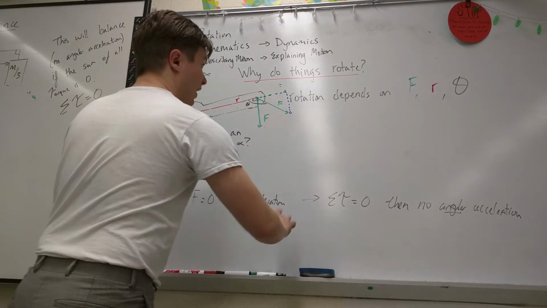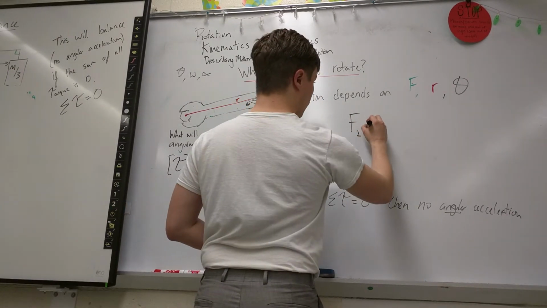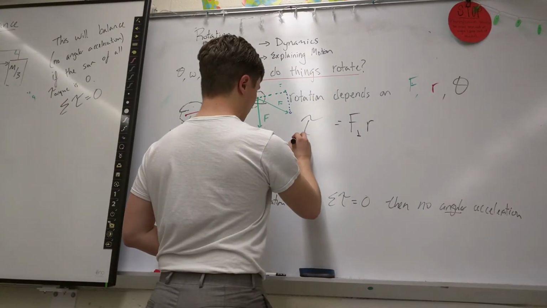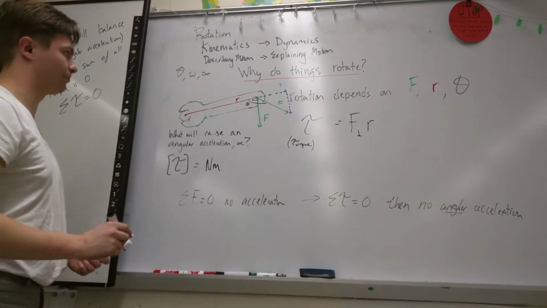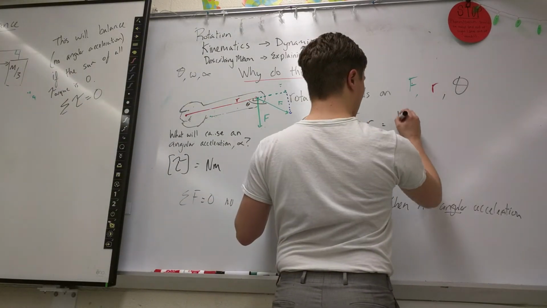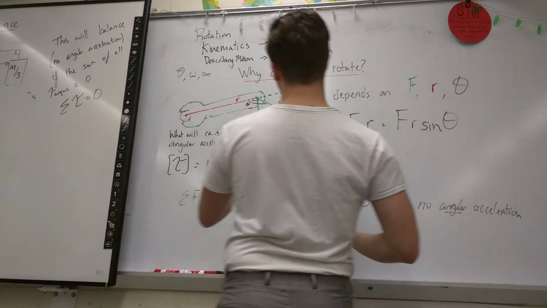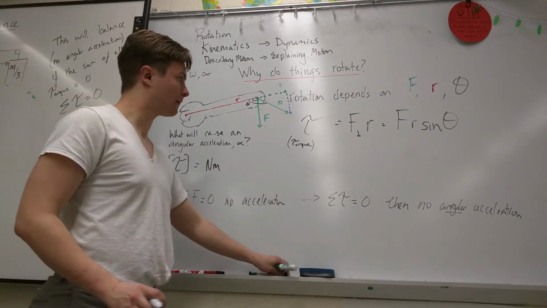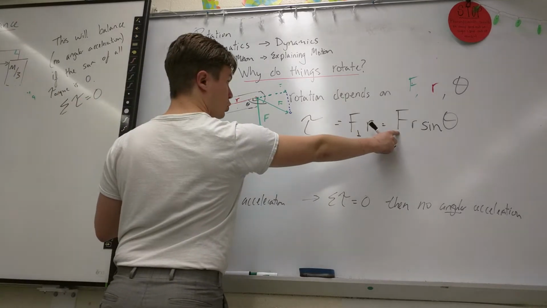So writing this out in expression form, F perpendicular to R is what people call a torque. F perpendicular to R is a torque. You might also see this as F times R sine of theta, where theta is the angle between F and R. The units for torque are Newton meters.